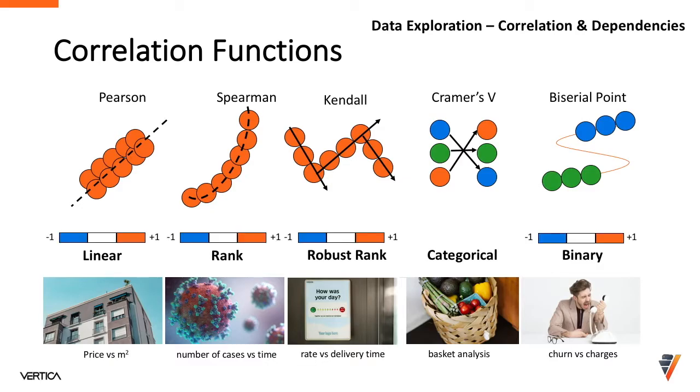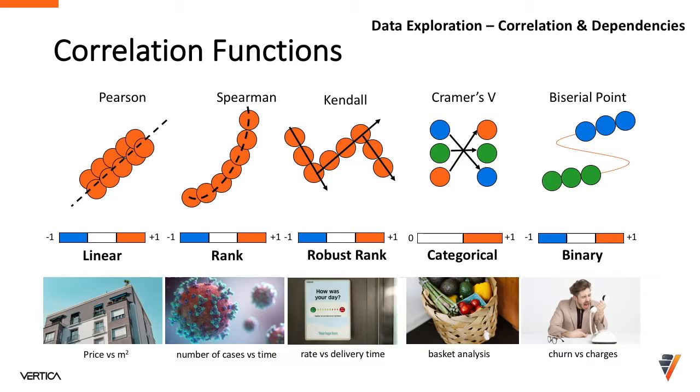Almost all the correlation functions scale between -1 and 1. Only Cramer's V ranges between 0 and 1. When the correlation is near 1, it means that there is a strong positive correlation between the two variables. For example, the apartment price has a strong positive correlation with the apartment area.